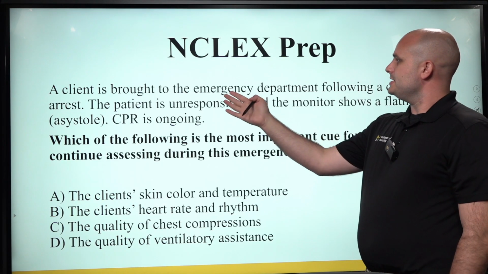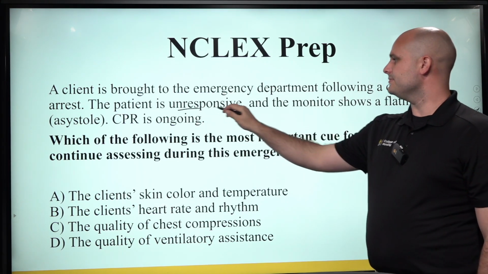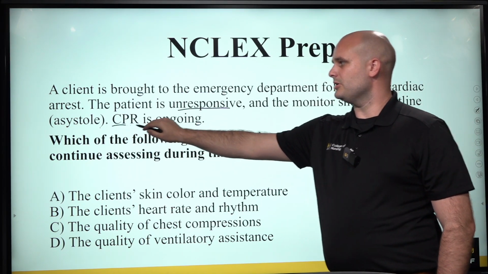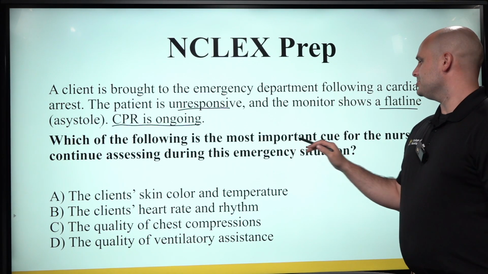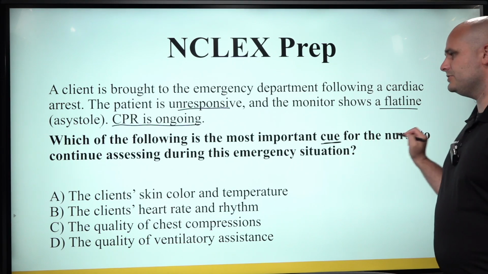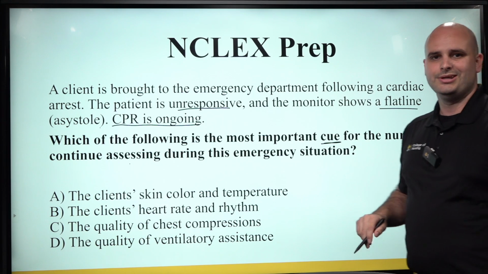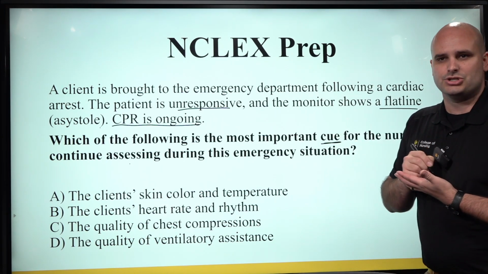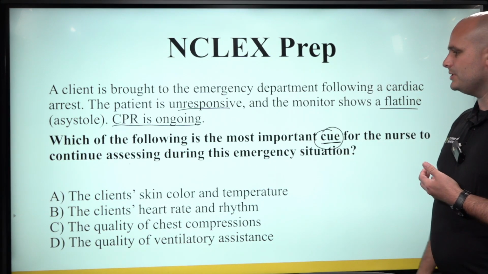So a patient comes in, they're in the emergency department following a cardiac arrest. The patient's still unresponsive, and the monitor shows a flat line asystole. CPR is ongoing, so they're doing compressions actively. Which of the following is the most important cue for the nurse to recognize or continue assessing during this emergency situation? So what are you as a nurse, if you're back there charting and giving guidance, what is the biggest cue you're going to look for during this situation?